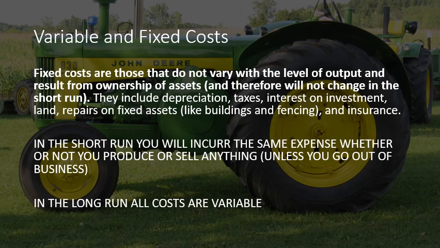But you do also have to remember that there's a temporal aspect to this. In the long run, all costs are variable, right? So in the long run, as production goes up, you may have to buy more land. So land costs will become a variable cost at that point. So the difference is in the short run, costs that you incur regardless of production are fixed costs, and costs that go up and down based on the level of production would be your variable costs.